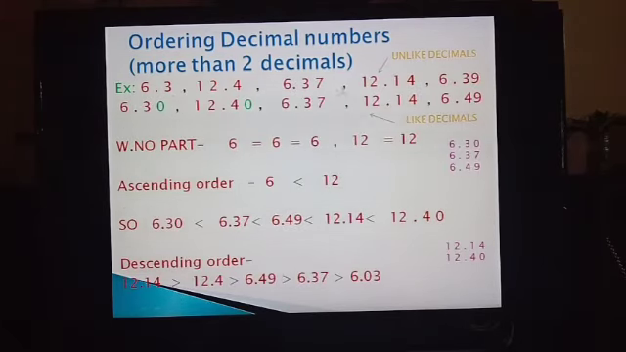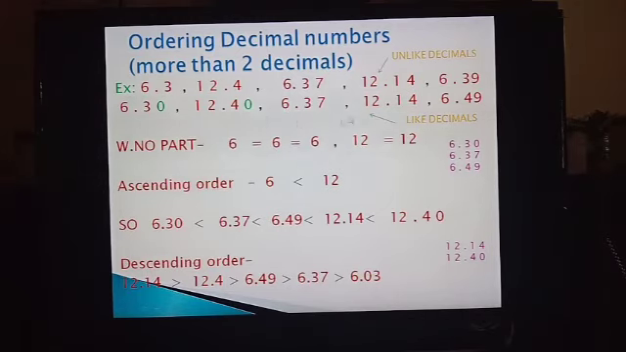6.3, 12.4, 6.37, 12.14, 6.49. See here in the first step, these are unlike decimals. First I have converted them into like decimals by adding zeros at the end. So 6.3 is equivalent to 6.30, 12.4 is equivalent to 12.40. These 3 decimals are equal to these 3 respectively. So the first step is done. The second step is we need to compare the whole number part. So here 3 decimals are having the same whole number, 6, 6, 6.